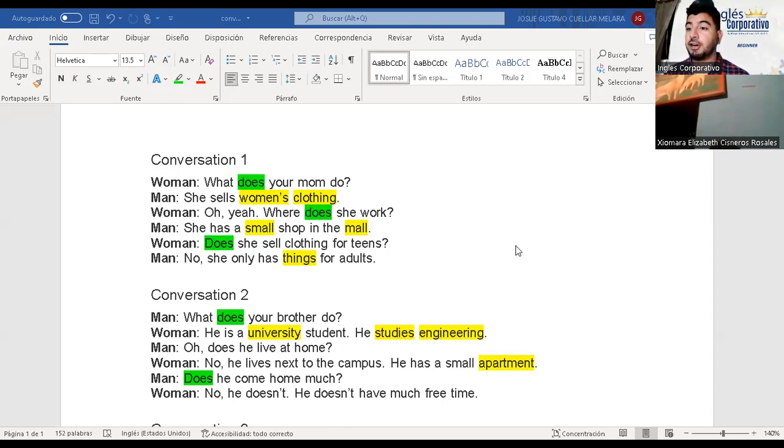Okay, number two, you start. What does your brother do? He's a university student. He studies engineering. Oh, does he live at home? No, he lives next to the campus. He has a small apartment. Does he come home much? No, he doesn't. He doesn't have much free time.